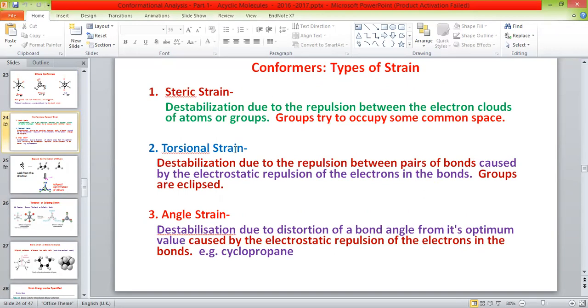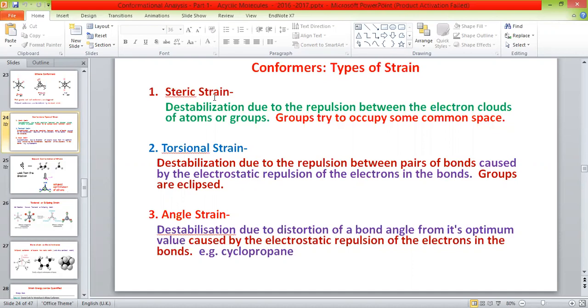And then you have torsional strain, which is due to repulsion between pairs of bonds, caused by electrostatic repulsion of electrons in the bonds. So this is torsional strain.